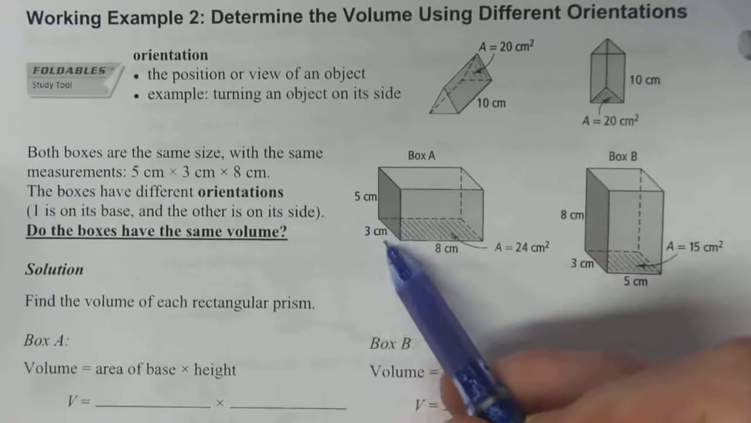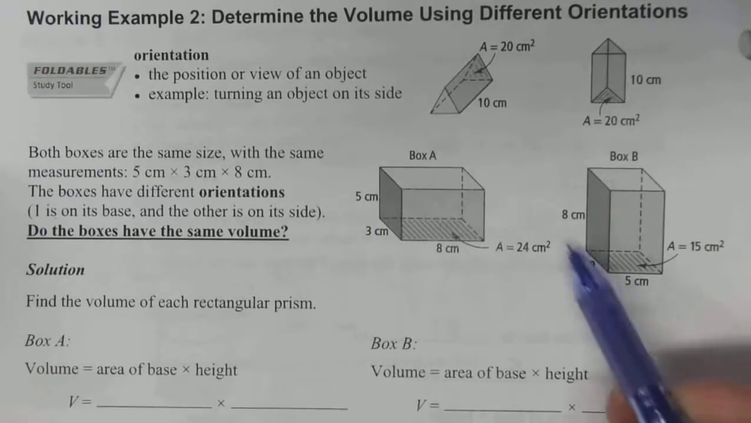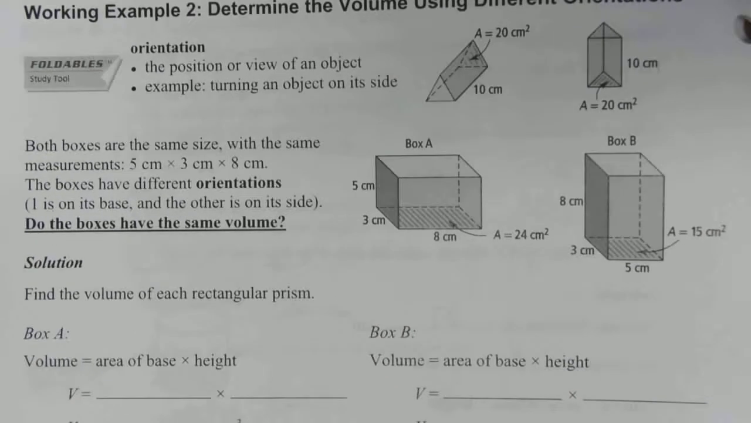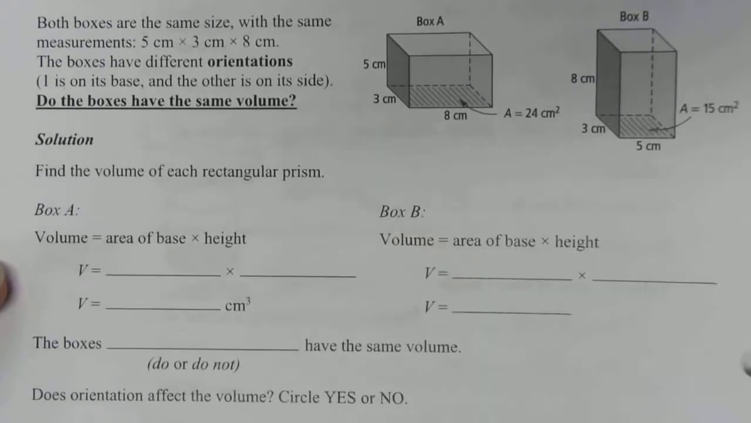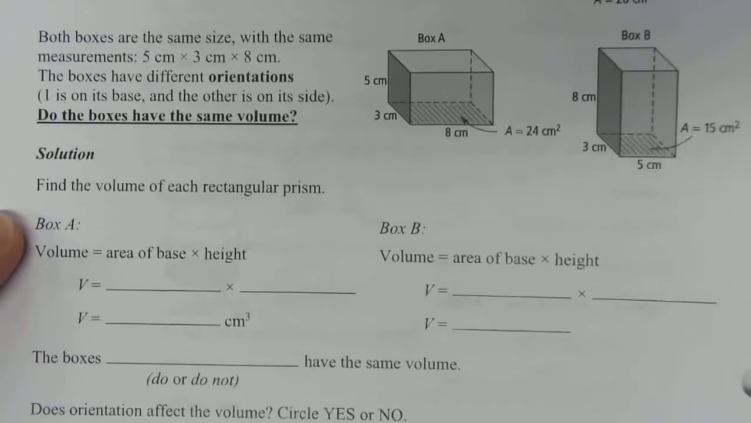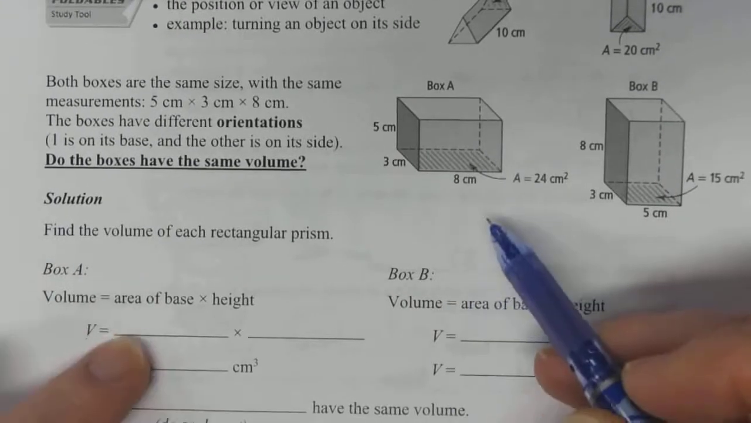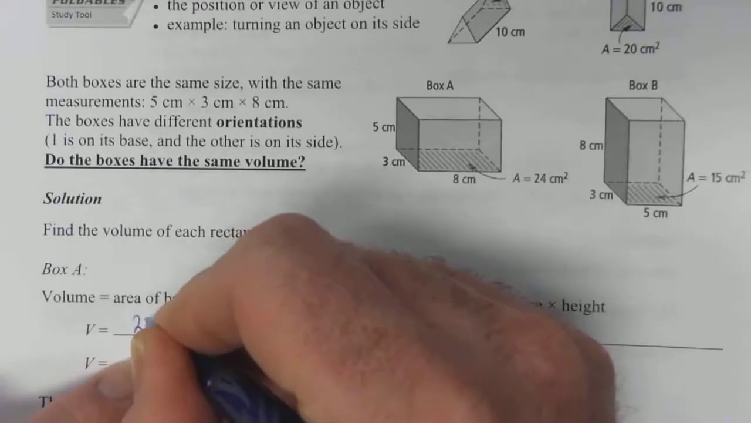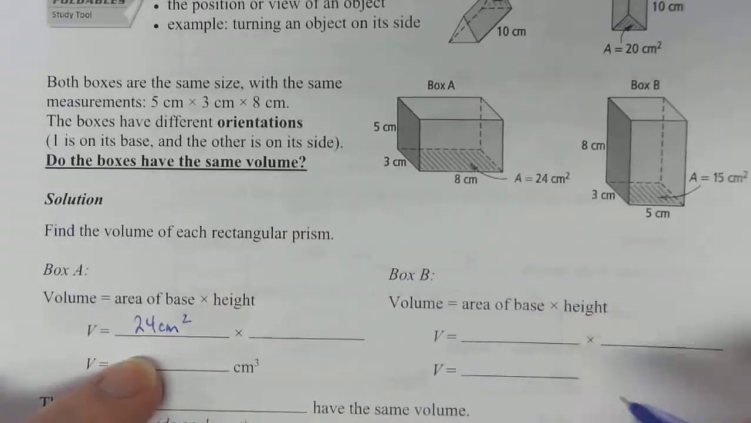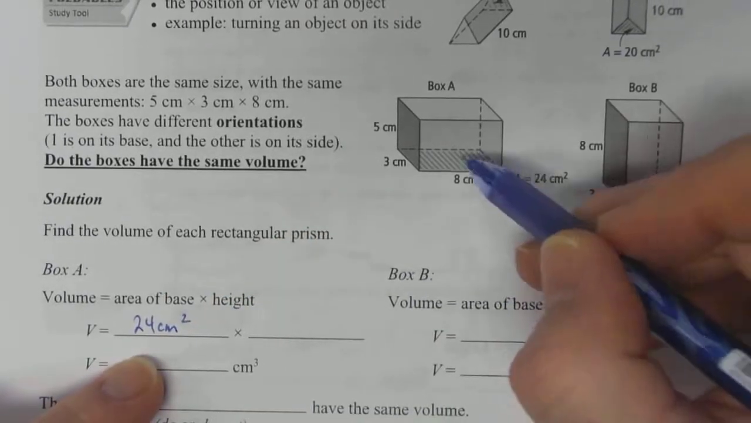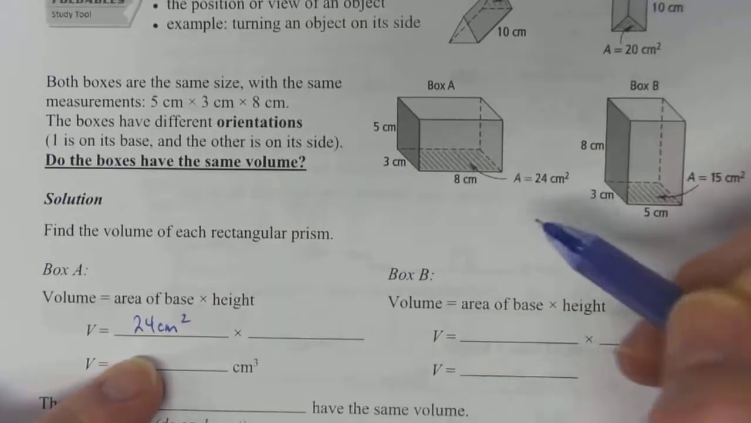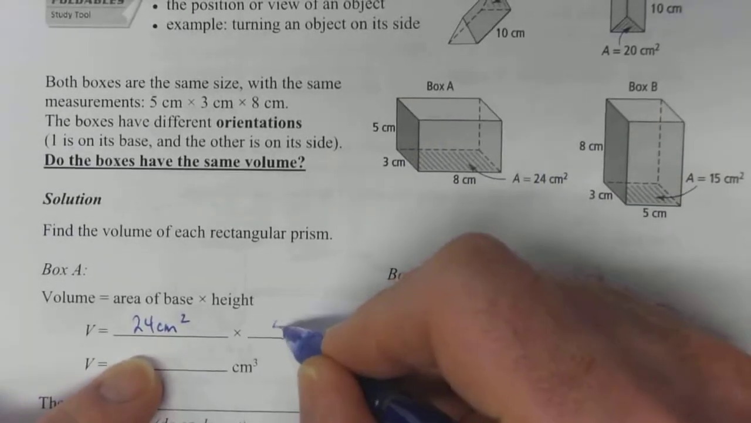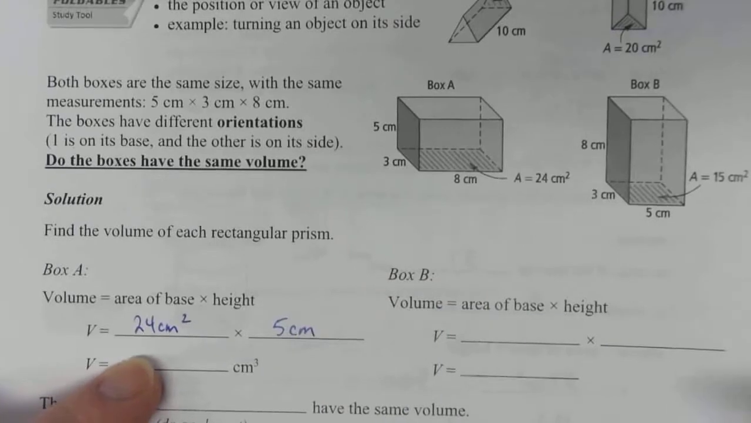But if you look at their dimensions, 3, 5, and 8, 3, 5, and 8, that right there will give it away that yes, they do have the same volume. But let's have a look at it. Find the volume of each rectangular prism. So box A, area of the base was 24 centimeters squared. Its height, in this case, is going to be this distance of 5, which takes you between the two bases. So in this case it's 5 centimeters.